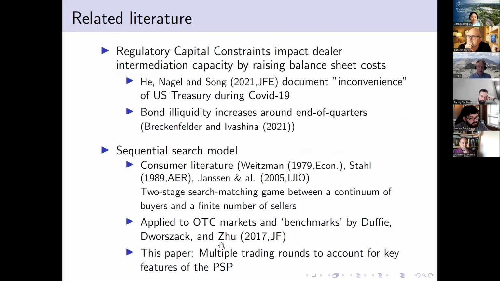I want to point out that our theory is building a lot on these sequential search models. Essentially, we're building on this paper by Duffie, Dworczak, and Zhu that itself is building on papers from the consumer literature, and we're going to use that framework, but try to build some dynamics there to be able to model this repeated interaction over many rounds of a large buyer repeatedly going to the same dealers to buy a fixed number of units, and then see how this setting potentially can generate the price patterns that we see.